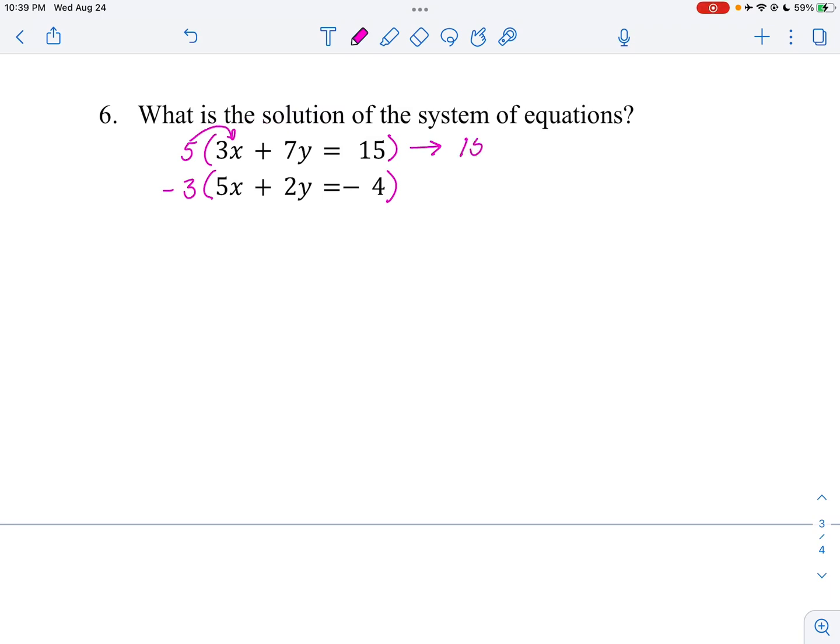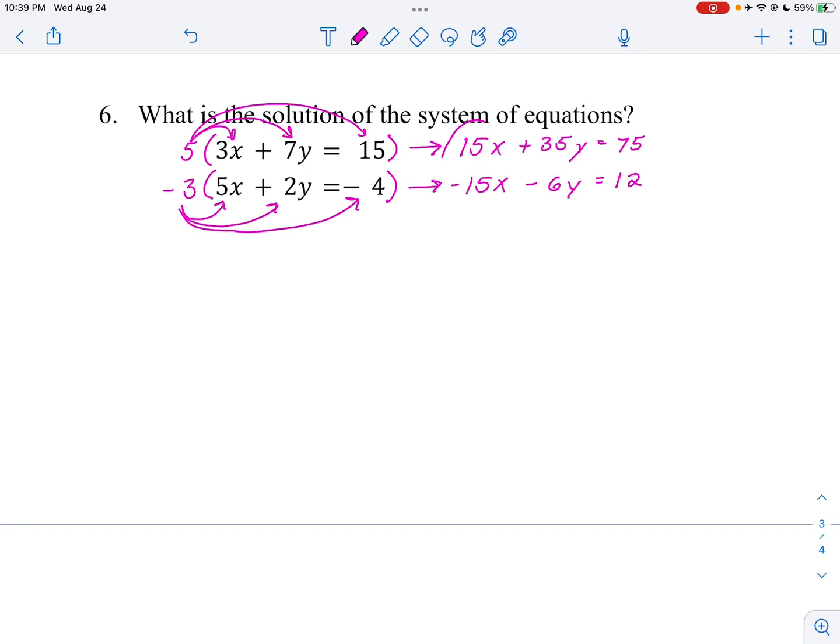So if I start with 5 times 3x, that gives me 15x. Then I do 5 times 7y, that gives me a positive 35y, equals 5 times 15, that should be 75. All right, so the first equation is modified. Now I need to do the second equation. So when I multiply by a negative 3, negative 3 times 5x gives me a negative 15x. Negative 3 times positive 2y gives me a negative 6y, equals negative 3 times negative 4 gives me a positive 12.